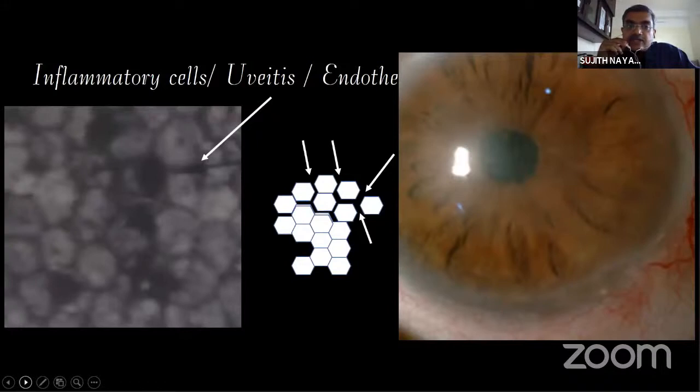These are the inflammatory cells. On the right side, you can see a herpetic endotheliitis. You can see the keratic precipitates, and in specular microscopy these are seen as black deposits between the cells, not on the endothelial cells, but in the intercellular spaces.